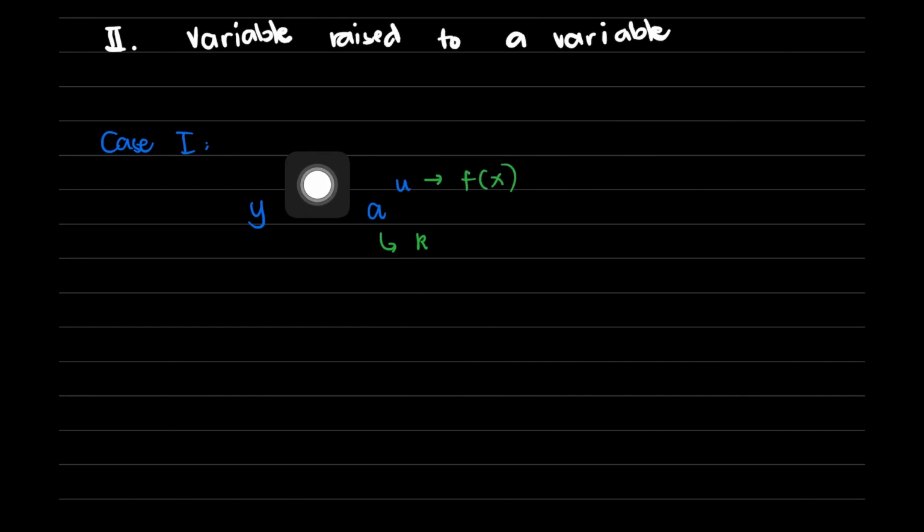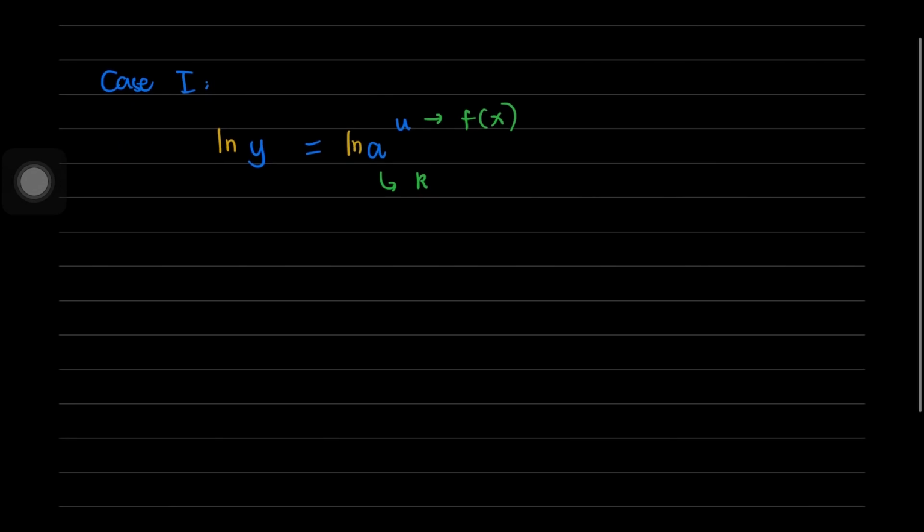In solving for the derivative of this one, before we can do so, we need to bring down the exponent first. To do that, we take the natural logarithm on both sides. We now have ln of y equals u ln of a, from the property that ln of a raised to a constant is equal to the constant multiplied by ln of a.